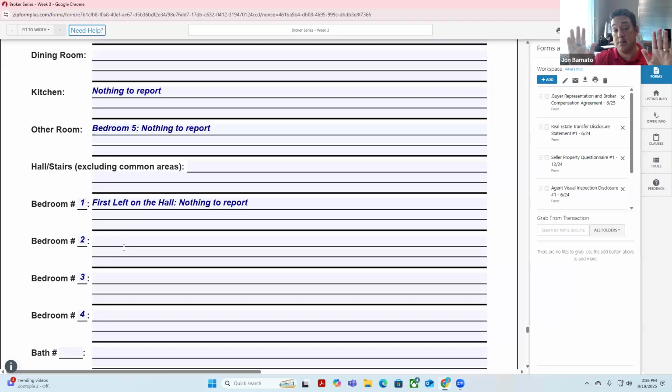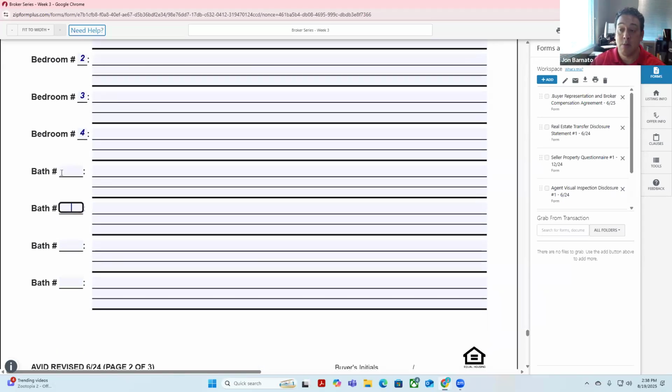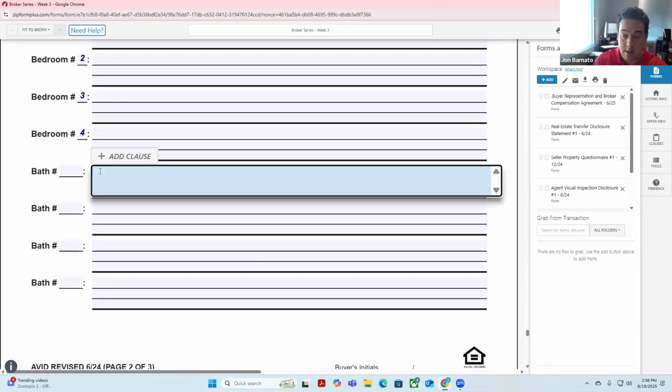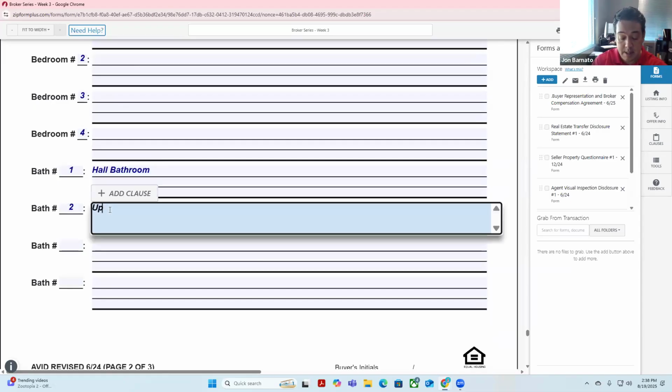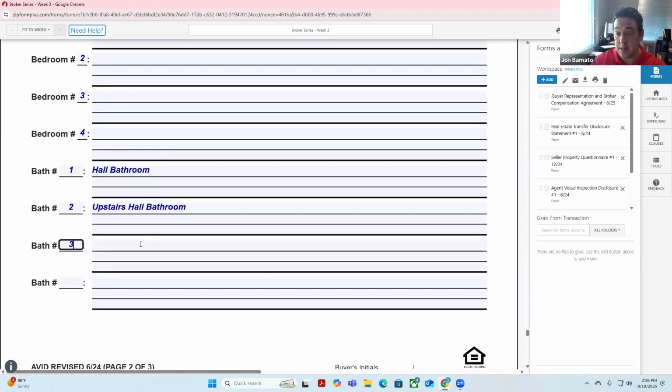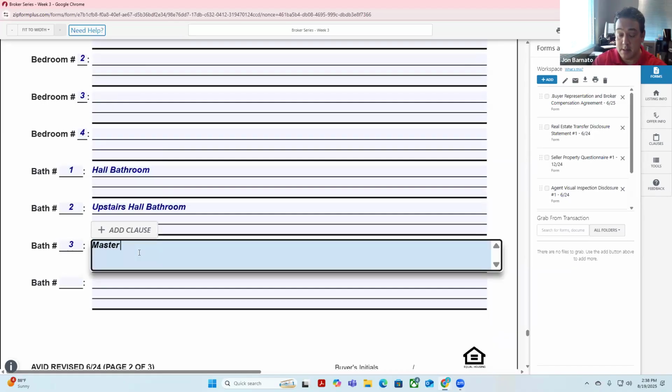Does that make sense? Same with bathrooms. You want to say, this is the hall bathroom, bathroom 1, bathroom 2, upstairs hall bathroom, and then 3, master bathroom, right? Does it make sense? So you want to identify what room you are inspecting.